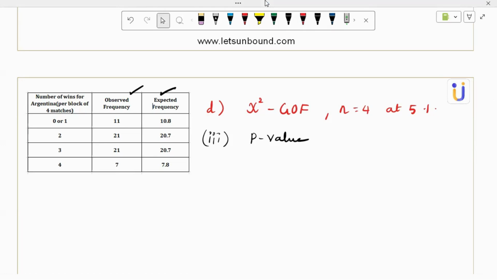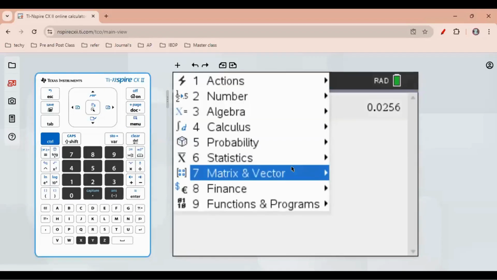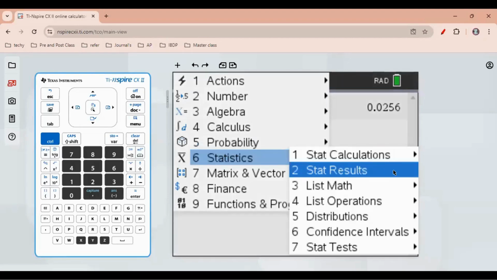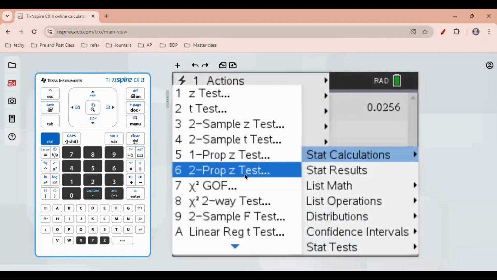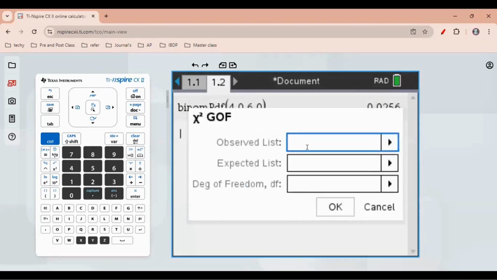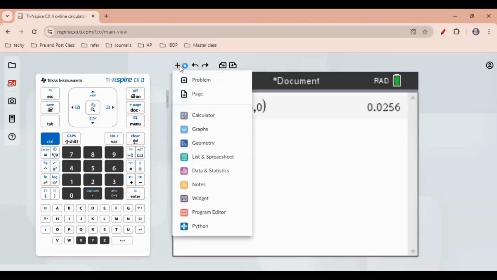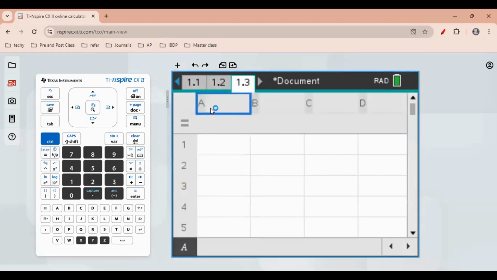Let's use technology to solve. Right, go to menu and start test. We are going to perform chi-square goodness of fit, GOF. We need to pick an observed list. Oh, yeah, we need to create the list. Let's quickly do that. So go to the spreadsheet.